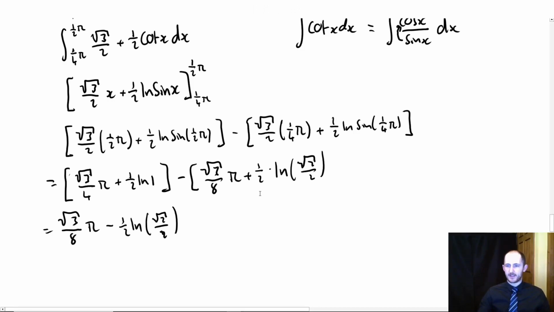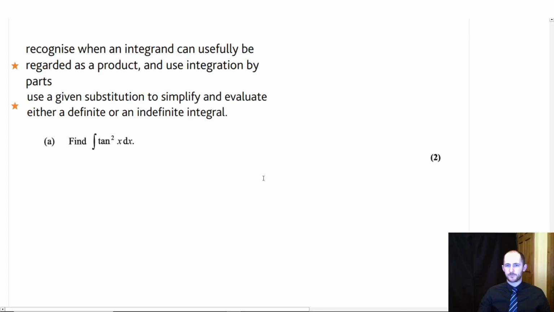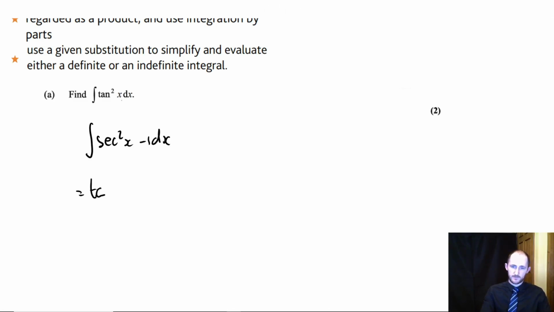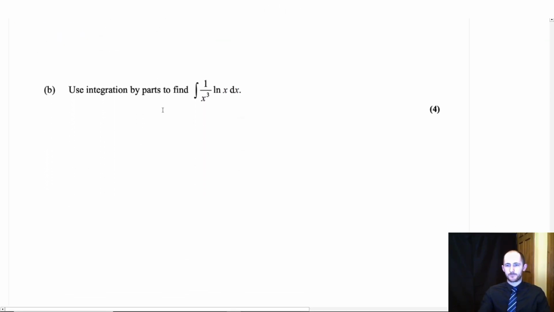That was a pretty spicy question. Hopefully that's okay. So once again, we have done something very similar to this before. If you look back, this is the same as just integrating sec squared x minus 1 dx, which is equal to tan x minus x plus c. So nice and quick.